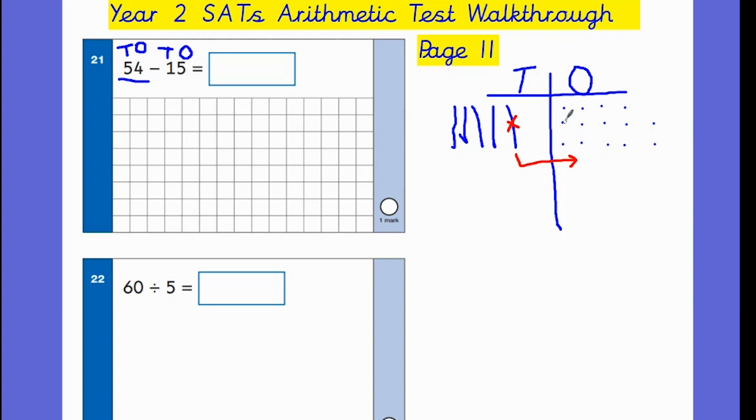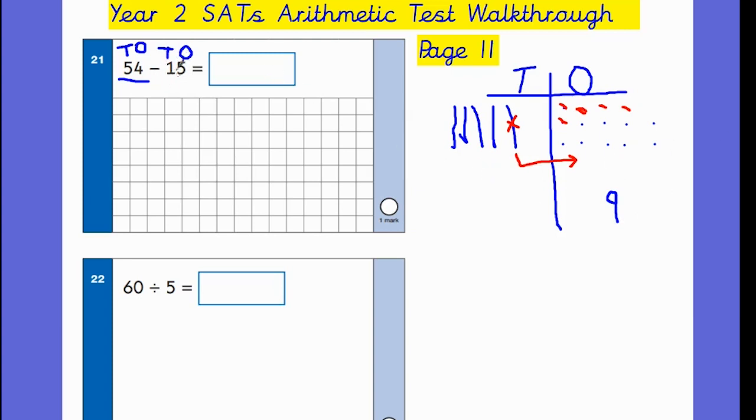Now we've got 4 and 10, we've got 14 1s. So we now can take away these 5 1s here. So I'm going to cross those out. 1, 2, 3, 4, 5, which leaves us with 1, 2, 3, 4, 5, 6, 7, 8, 9 1s on this side. But what we must not forget to do now is to go back and subtract the 10s.